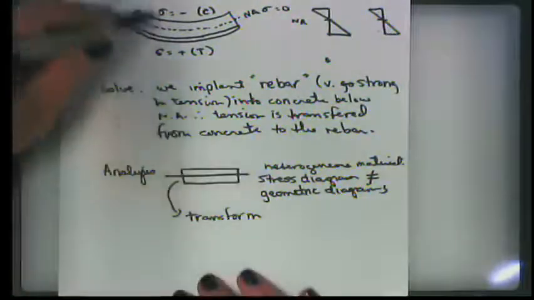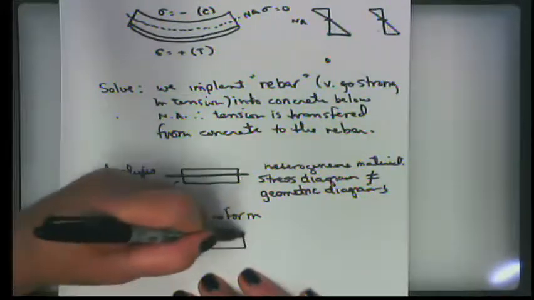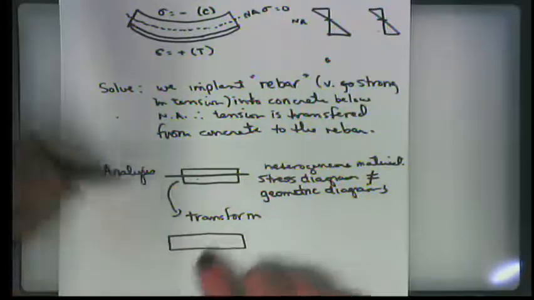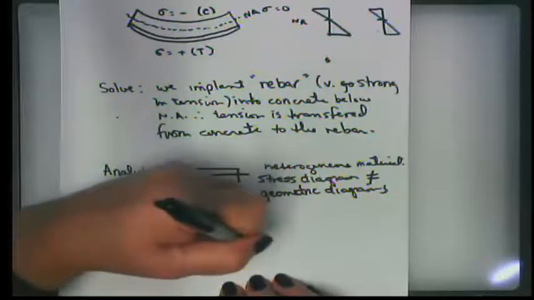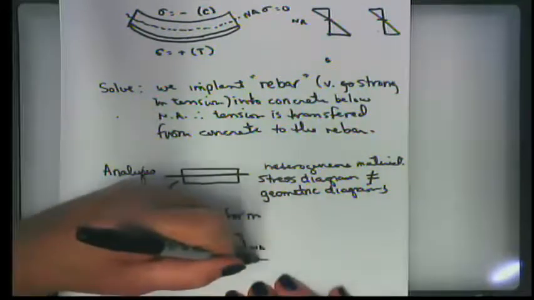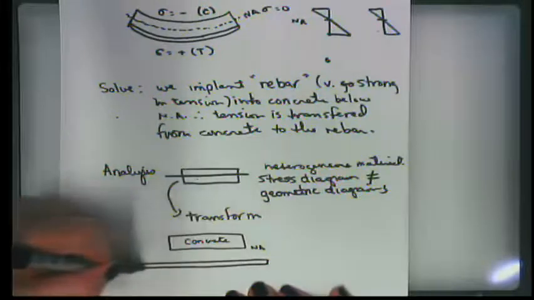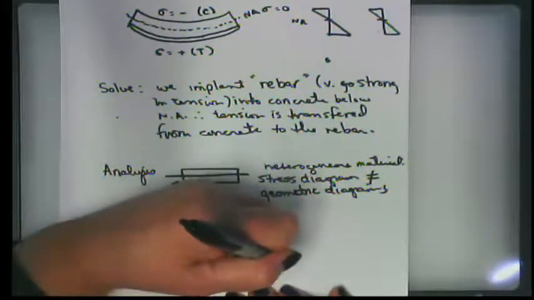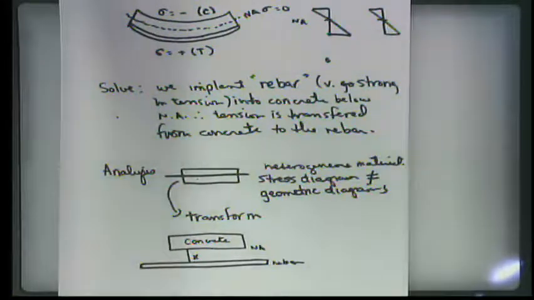And so for reinforced concrete, what it looks like is this. We have concrete above the neutral axis, and we have some representation of rebar below the neutral axis, and they are separated by some distance x.